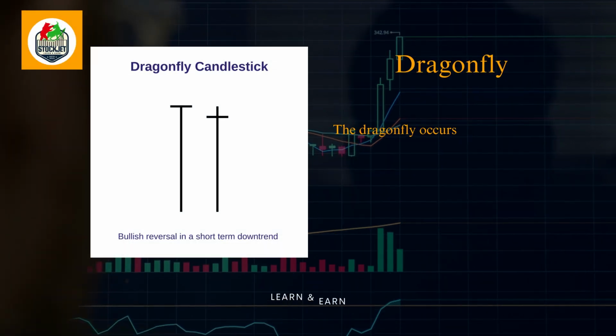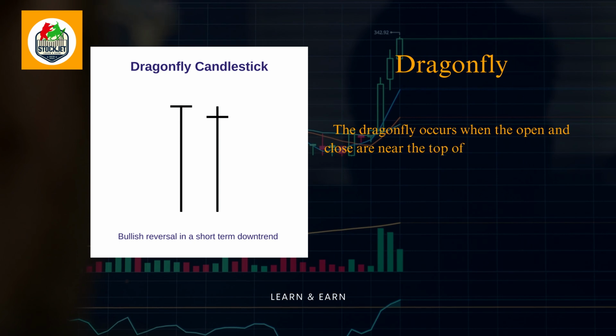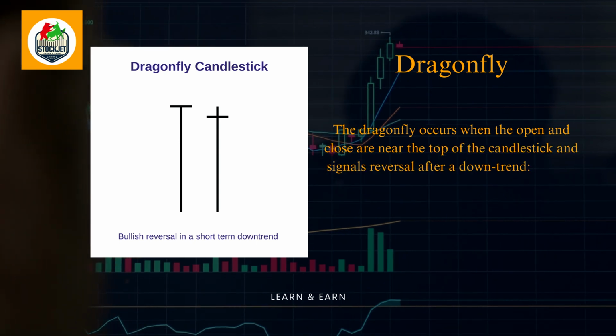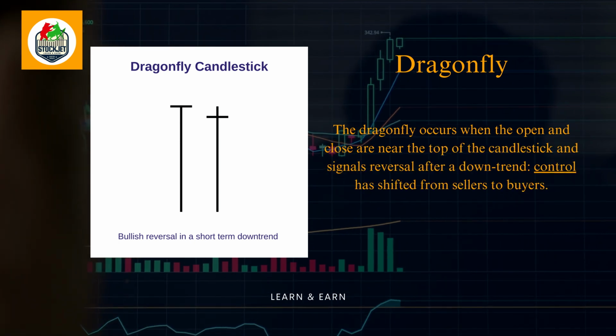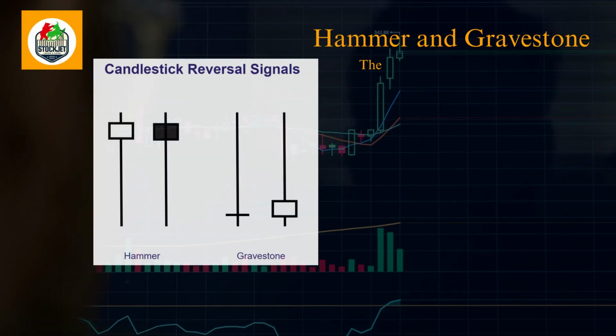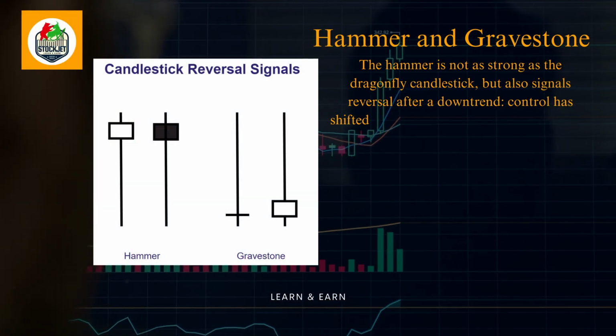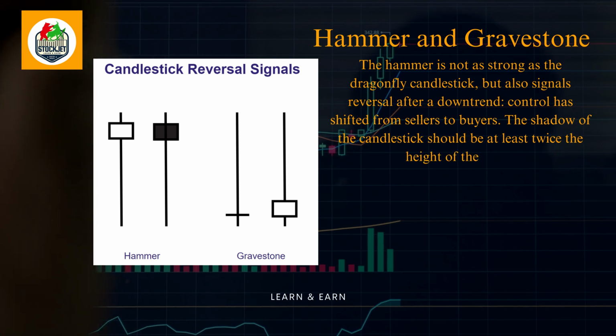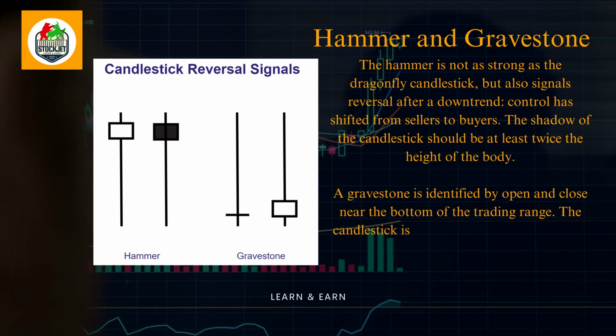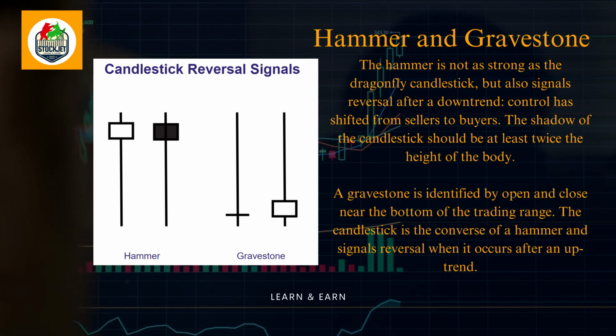Dragonfly. The dragonfly occurs when the open and close are near the top of the candlestick and signals reversal after a downtrend. Control has shifted from sellers to buyers. Hammer and gravestone. The hammer is not as strong as the dragonfly candlestick, but also signals reversal after a downtrend. Control has shifted from sellers to buyers.